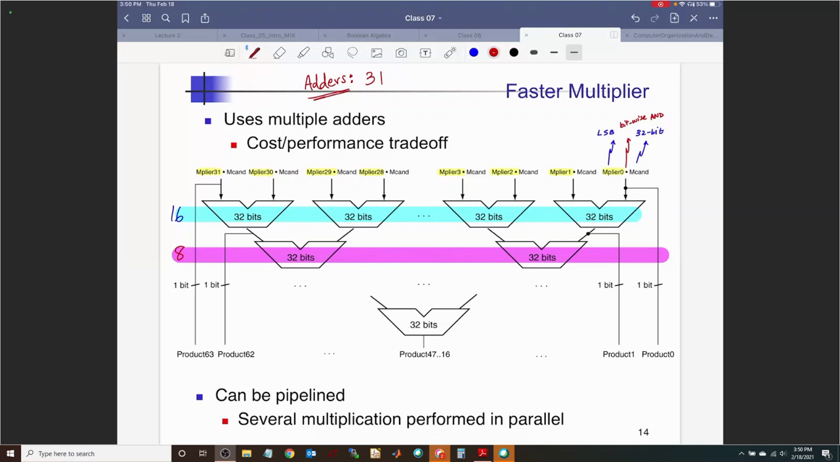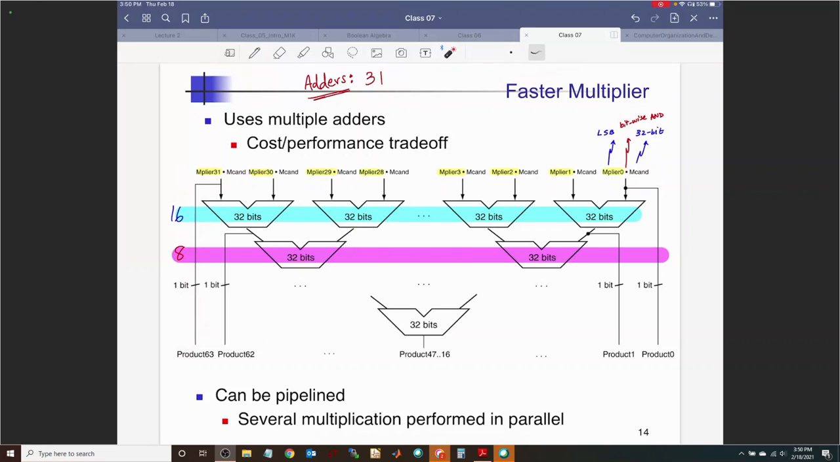How many cycles do I need to do this? Ignore the time you would need for that ANDing at the top. How many cycles do you need to go through this entire chain? 5, right? 16, 8, 4, 2, and 1. Only 5 cycles I need to finish this, right? Which is what makes it faster.